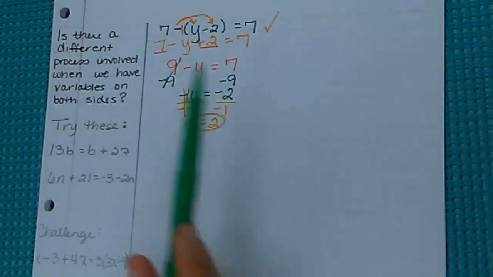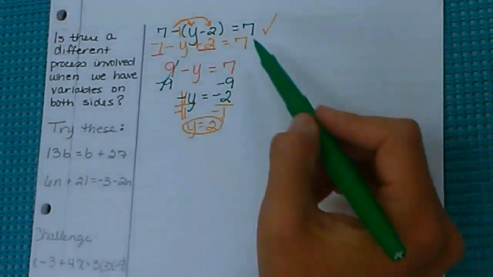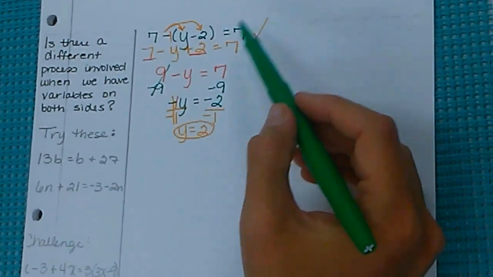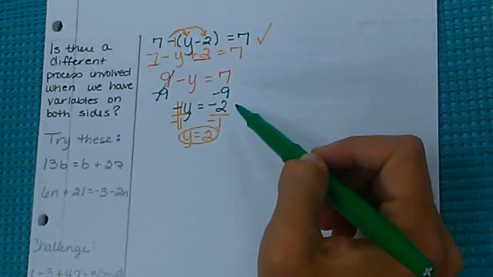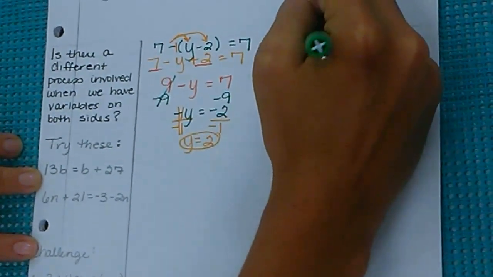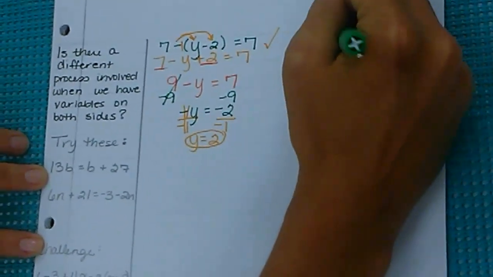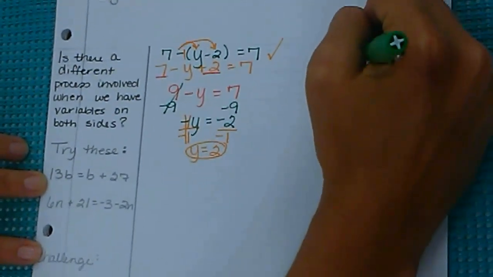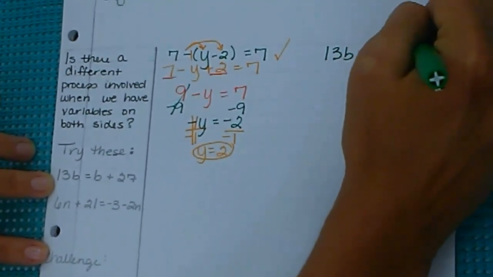All right. So let's try now. So far we haven't really had much on that opposite side, so we haven't had to do a whole lot of moving around. Let's try somewhere we actually do have variables in a couple different places. So 13b equals b plus 27.